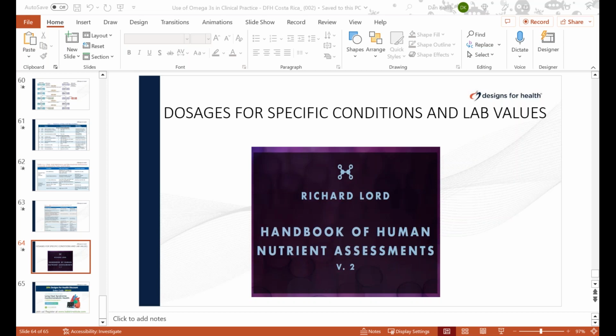Not using the right things. Yeah. And B6 is one that we carry as well from Designs for Health. B6 is really important, and there's a lot of poor quality B6s.